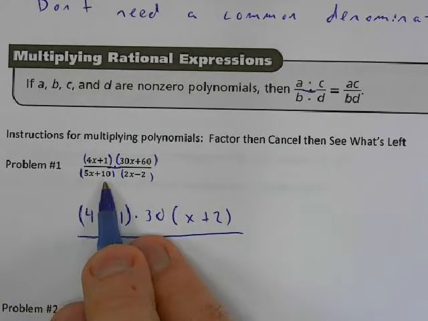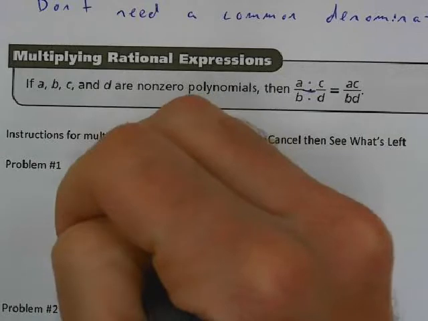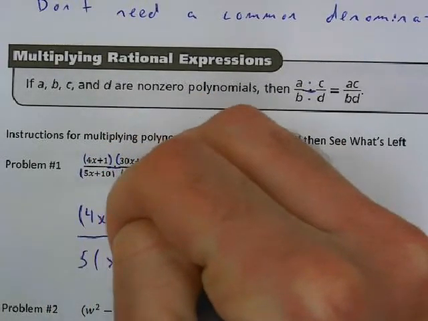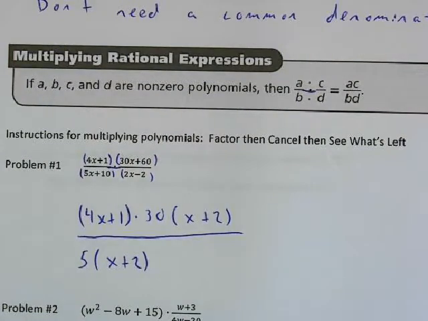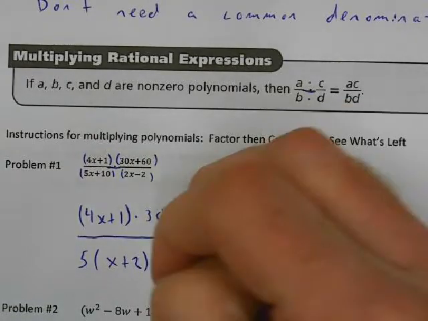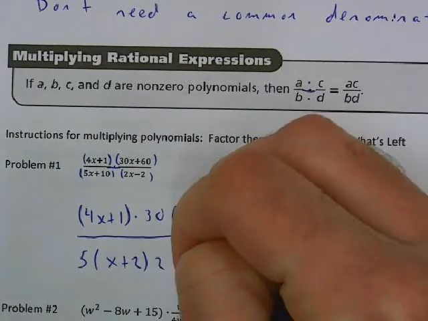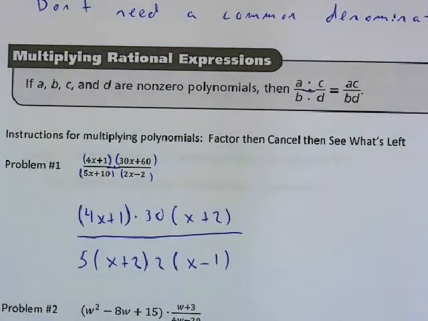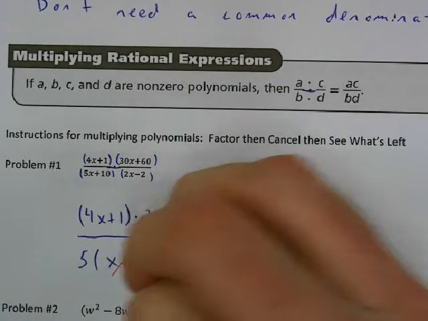And then on the bottom, what do we have? Well, we've got 5x plus 10. I can take a 5 out of there, and that's going to leave me with x plus 2. Okay, so that's good. I already see a couple things that are going to cancel or reduce. And then 2x minus 2. Let's see, we can take a 2 out of there, and that leaves me with x minus 1. All right, now that we have everything factored, we just want to see what we can reduce. I've got an x plus 2 on top and bottom, so I can reduce those.